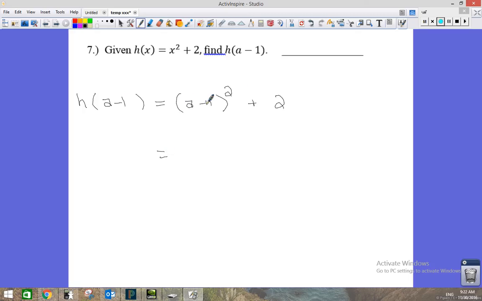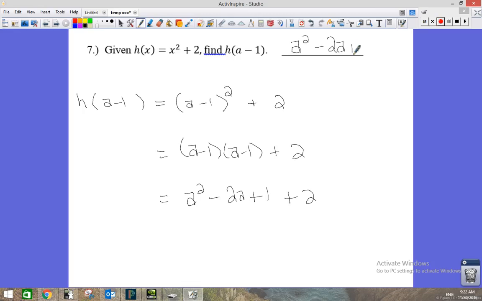When you square a minus 1, it's not a squared minus 1 squared. You have to think of this as a minus 1 times a minus 1. And you need to multiply these two binomials. This is a squared minus 2a plus 1. Don't forget the plus 2. So our final answer, a squared minus 2a plus 3, because we can combine these two like terms.